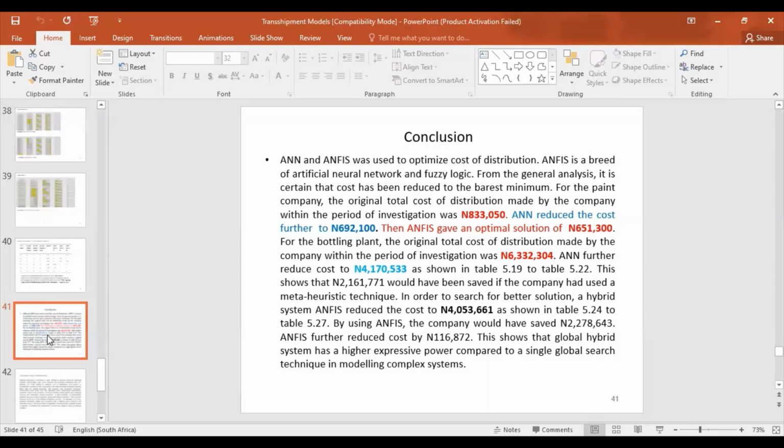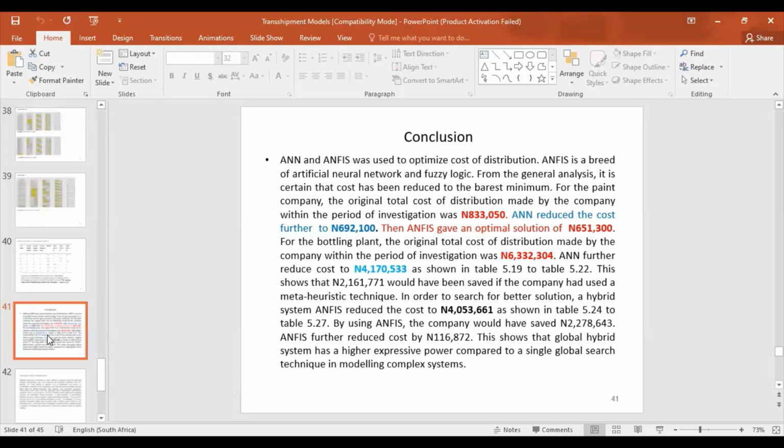Using the ANFIS model, we were able to reduce cost to about 651,300 for ANFIS, 692,100 for ANN, and 833,050 for the rule of thumb used by the company. So at the end of the day, it is very clear that the company would have saved a whole lot of money using the adaptive neuro-fuzzy inference system.